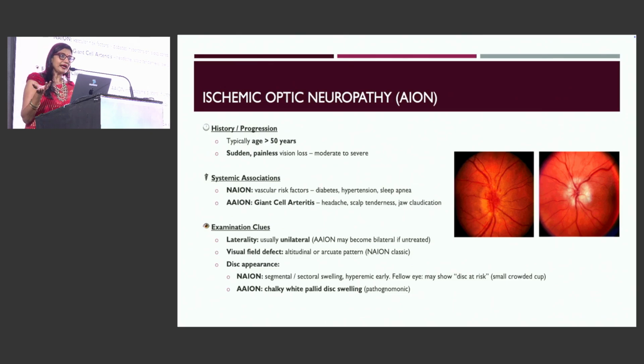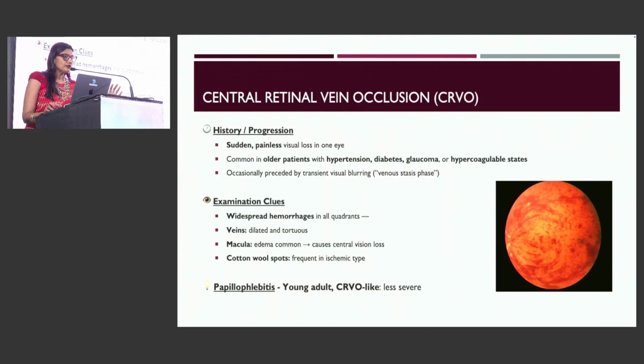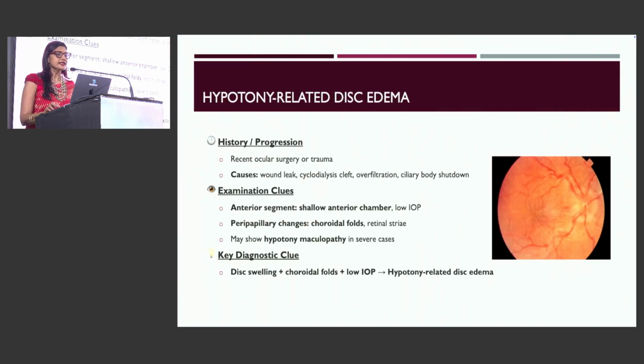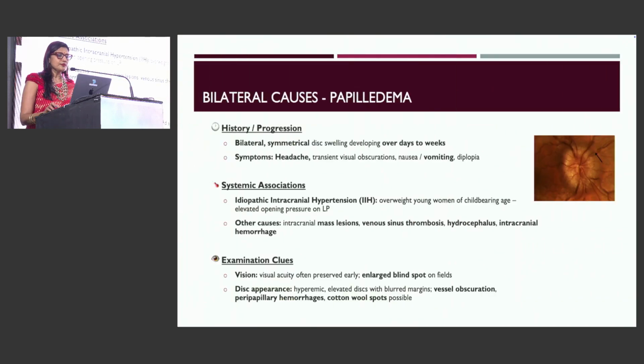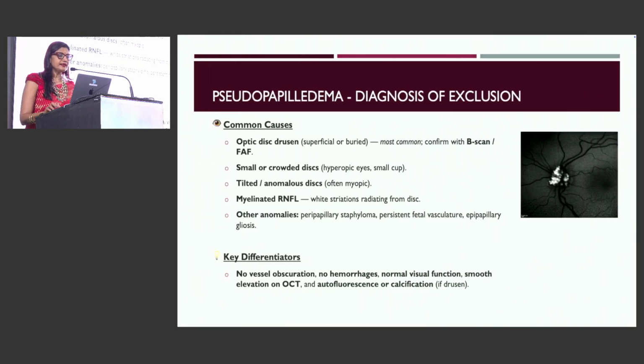It can be very mild, like 6/9, 6/6, to really severe, 6/60. And in the arteritic type, it can even be perception of light or counting fingers. CRVO, please remember that disc edema is only an incidental sign. But sometimes in the non-ischemic type, what was called papillophlebitis earlier, CRVO can have a misleading presentation because the hemorrhages are not much. Let me go quickly into a small flow chart that has been made.